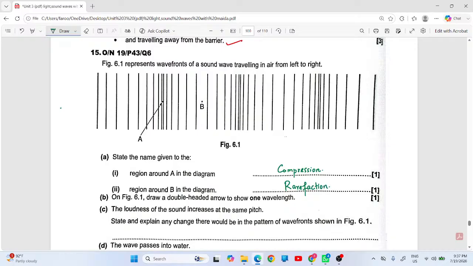Next is on figure 6.1. Draw a double-headed arrow to represent one wavelength. For one wavelength, what will it be? Sir, we will draw an arrow. From where to where? From one compression to the next compression. Yes.